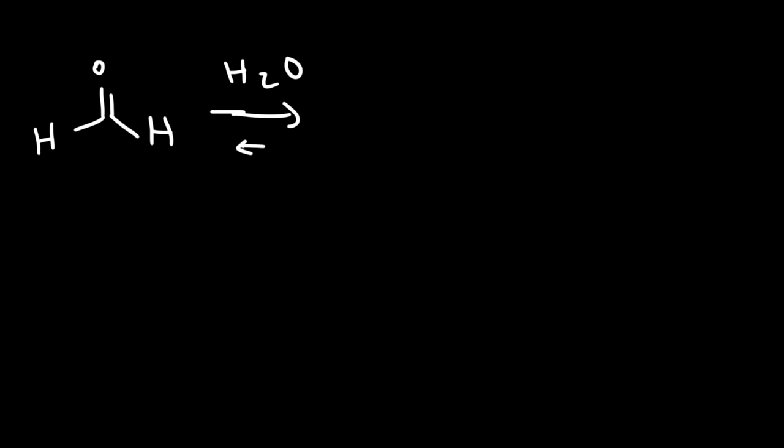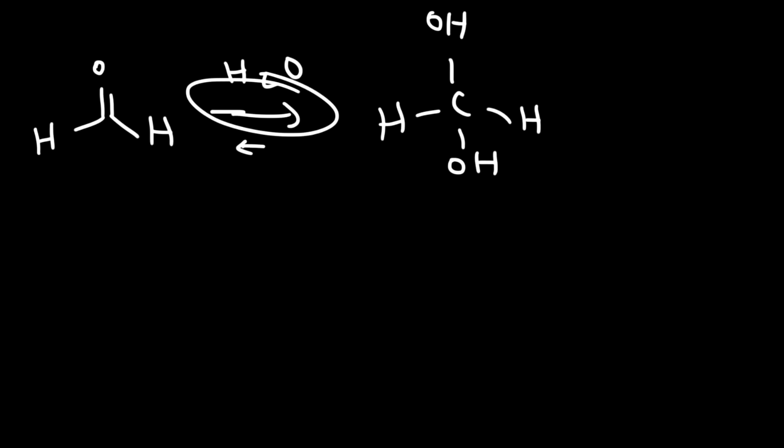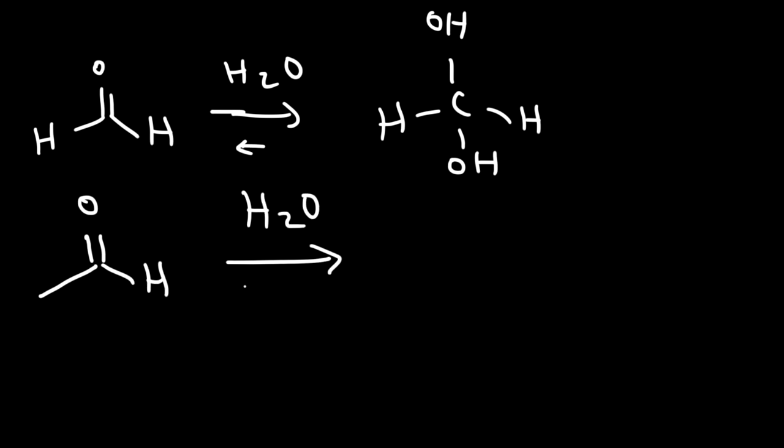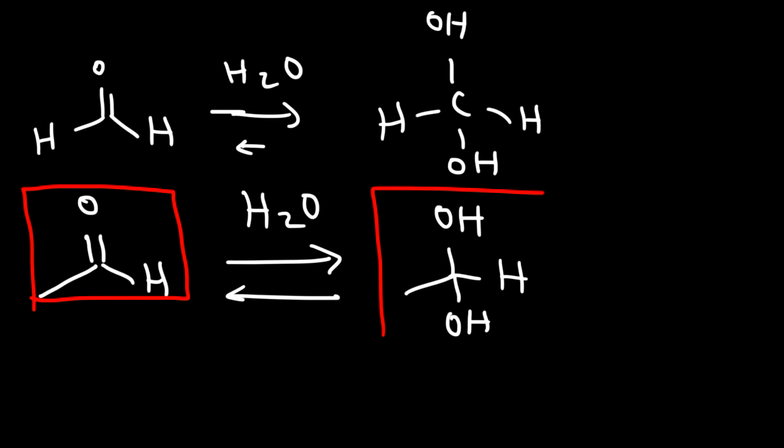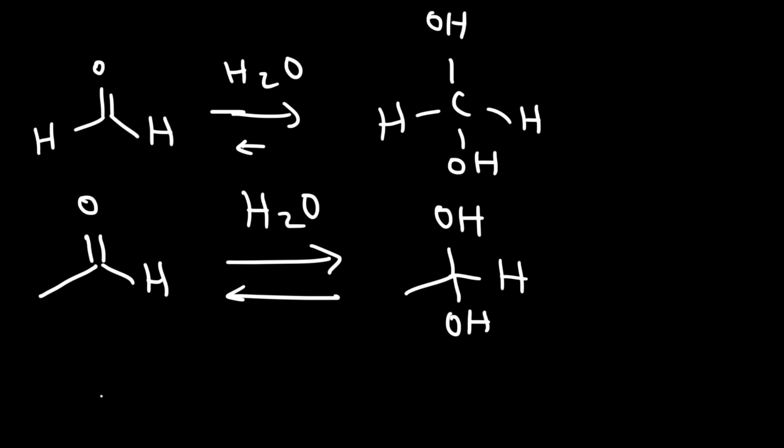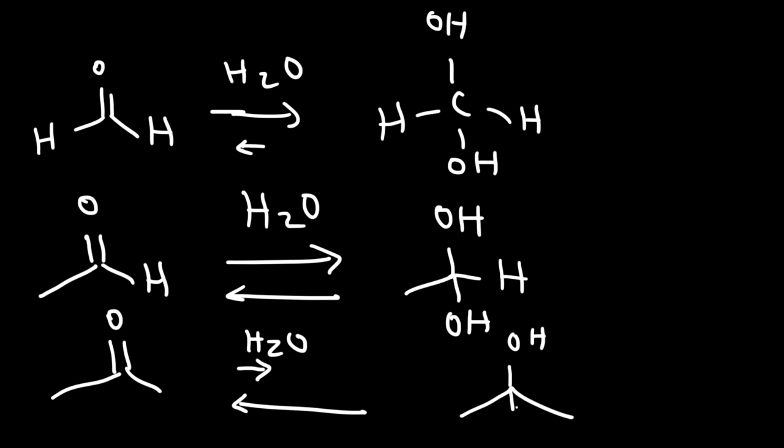Let's say you were to react formaldehyde with water. Formaldehyde is highly reactive towards water, and so it's going to form a hydrate, which looks like this. And notice that we have a bigger arrow towards the right. Now, if we take acetaldehyde and react with water, this reaction is fairly reversible, but we can get the hydrate and the aldehyde. Both of them will exist in a solution in relatively equal amounts. Now, the ketone is not really reactive with water. A small amount will convert into the hydrate form, but the majority of it will stay in a ketone form.